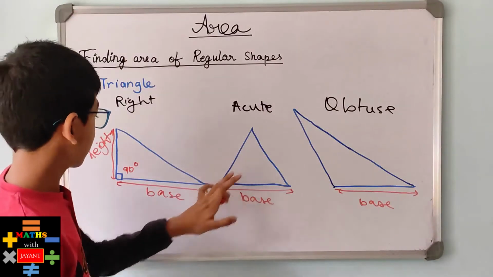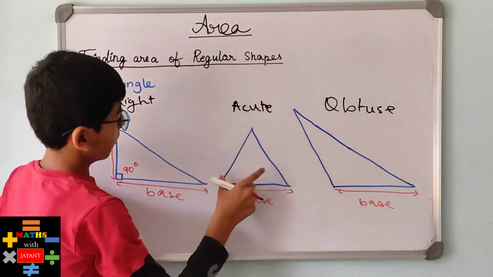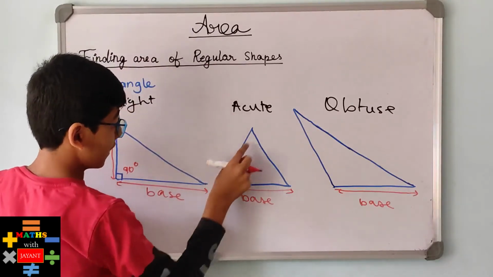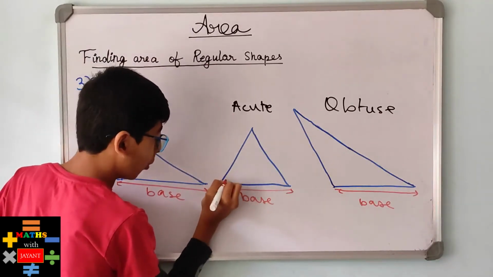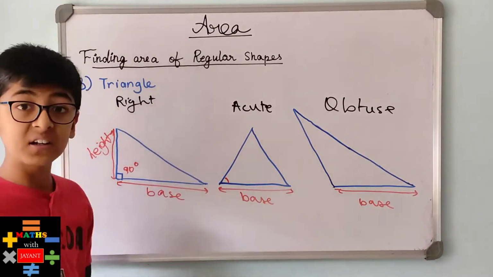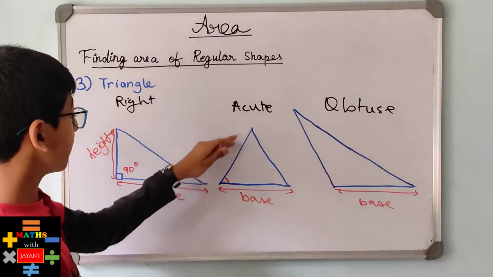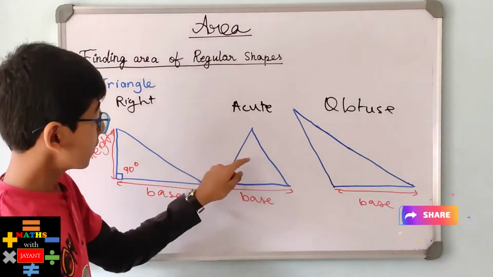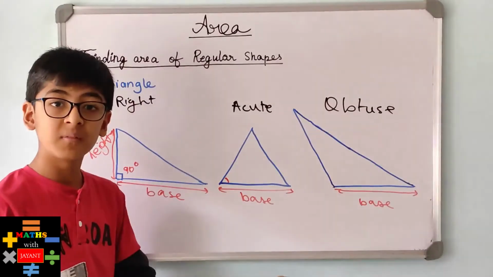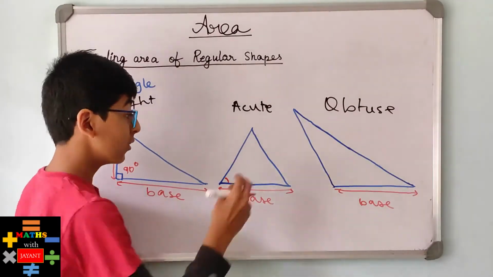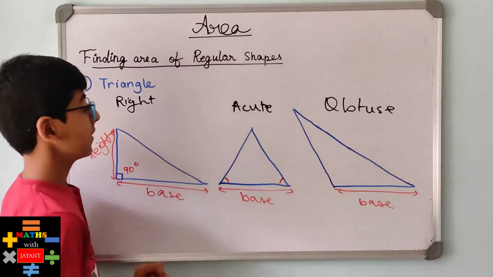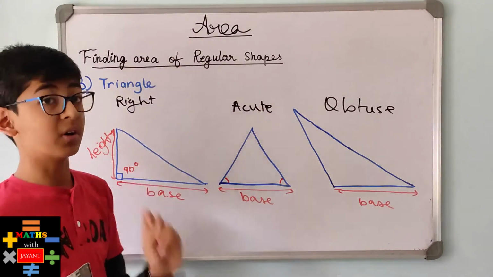Now what about this? Let us try figuring out the height in this triangle. Can this line be called the height? No. Why? Because this line is not at 90 degree. So this line is not perpendicular to the base. What about this line? Can this side be the height? No, it is not perpendicular to the base. That is why even this is not going to be the height.